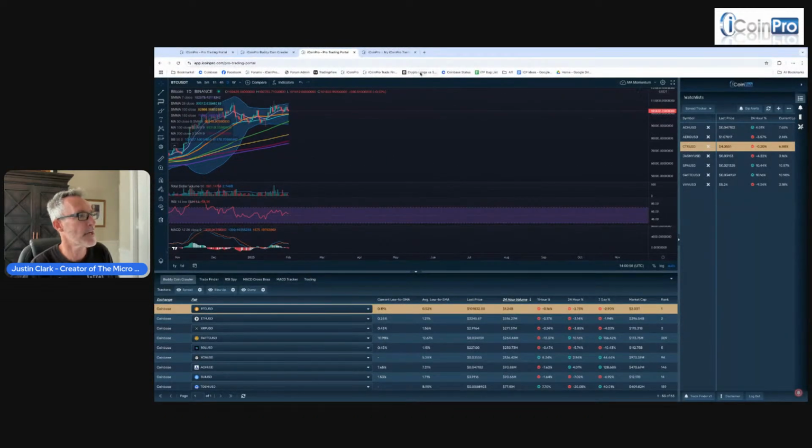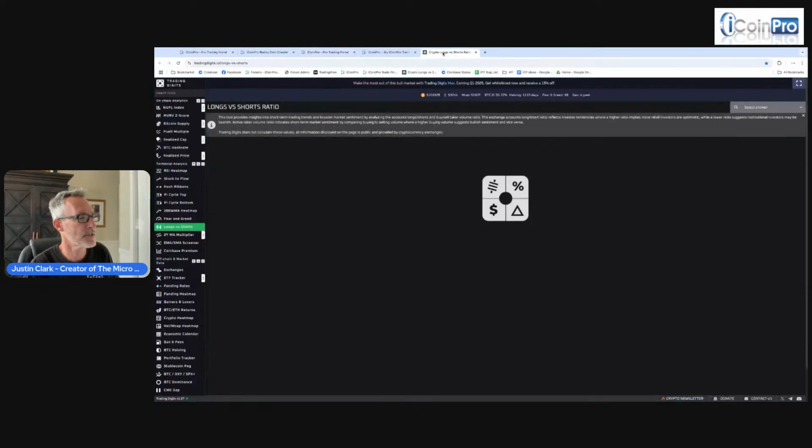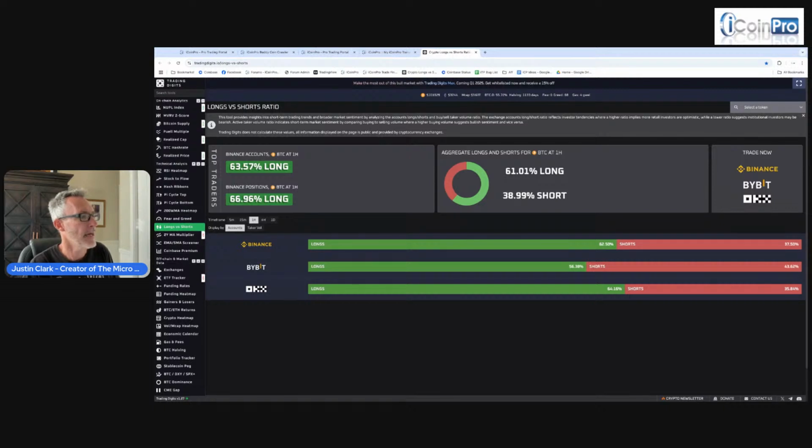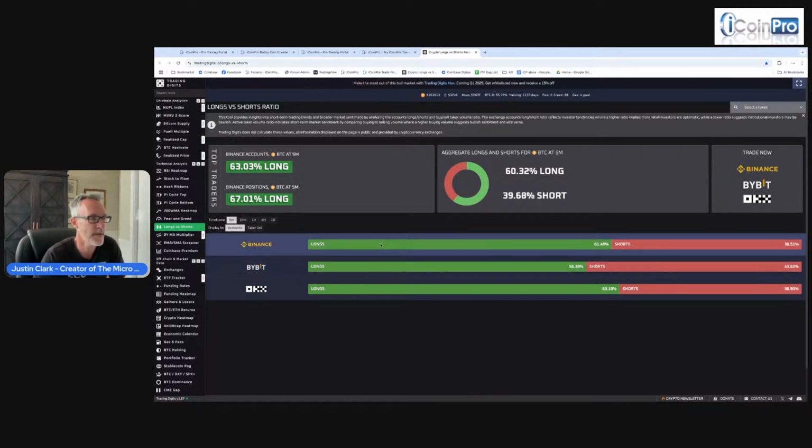Another thing we like to look at are what are called longs and shorts. And okay, so this is getting more interesting. A long is somebody betting Bitcoin's price is going up. A short is somebody betting Bitcoin's price is going down. Usually they're using leverage, which means they're borrowing money to exaggerate their gains or losses, okay?